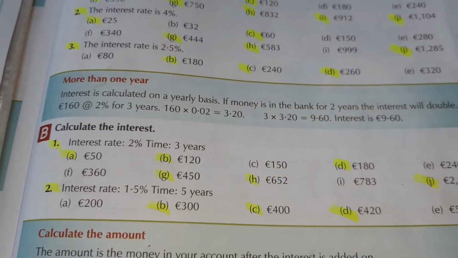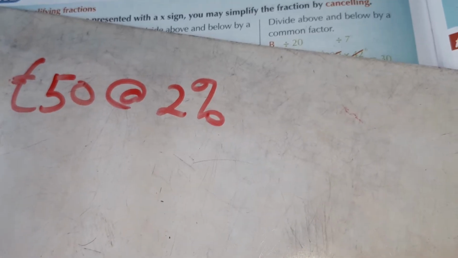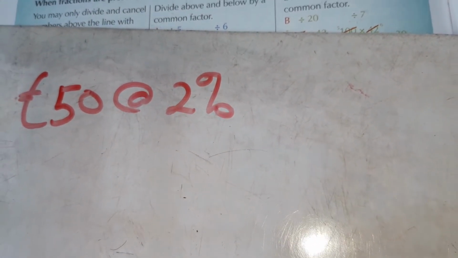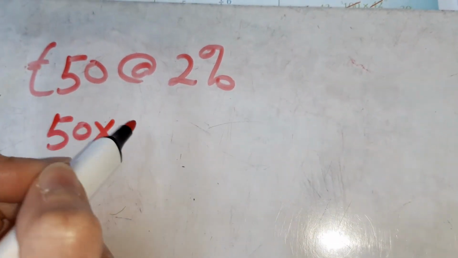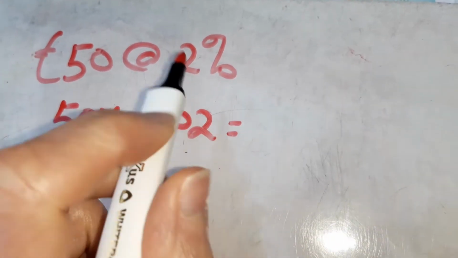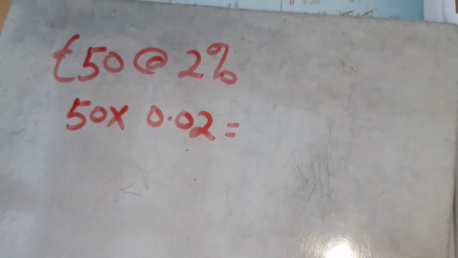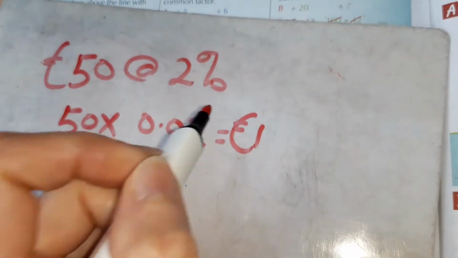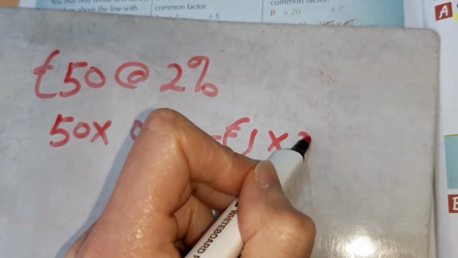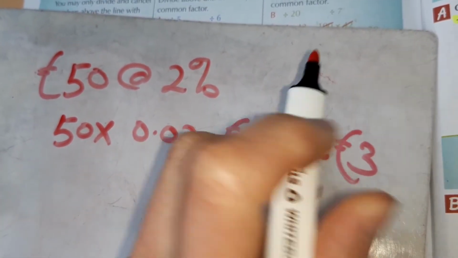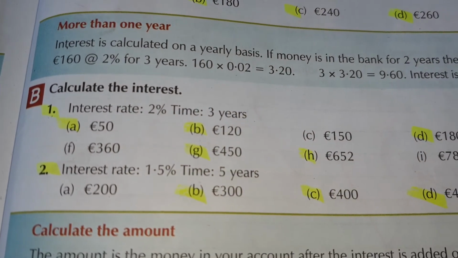that was in the bank at the beginning. So calculate the interest on these ones. So it's 2% for 3 years. So we'll do one of them. So we'll just take the first one there. So €50 at 2%. So it's 50 times 0.02 equals €1. Okay. And that's over 3 years times 3. So it's €3. So all the rest of them are done the same way.